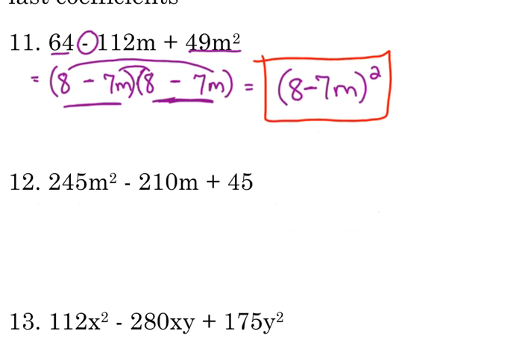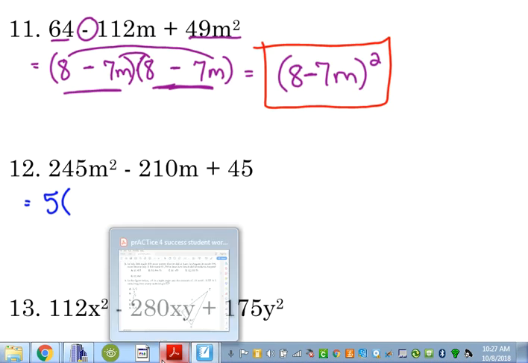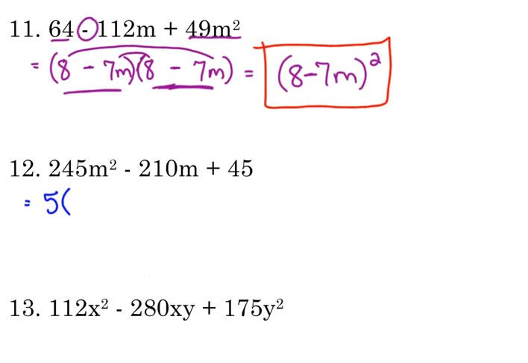Okay, number 12, 245m squared minus 210m plus 45. Perfect squares? Nope, not yet. Do we have a GCF? Yes, they're all divisible by 5 because they all end in 5 or 0. So let's take out a 5 first. That's 49m squared minus 42m plus 9.